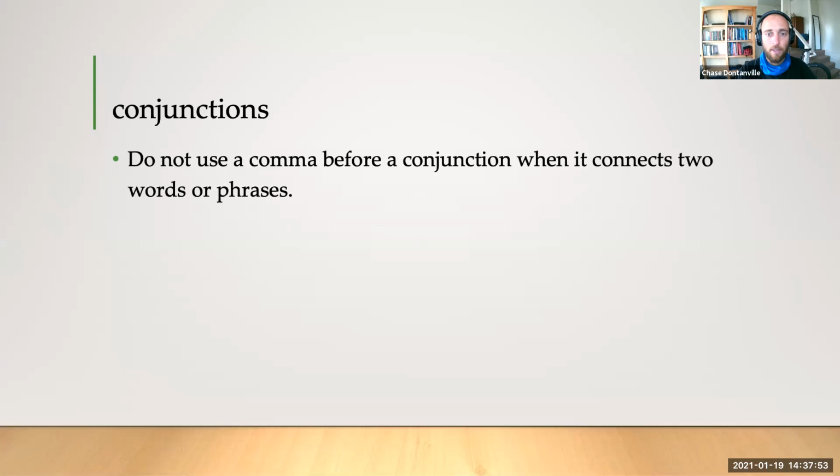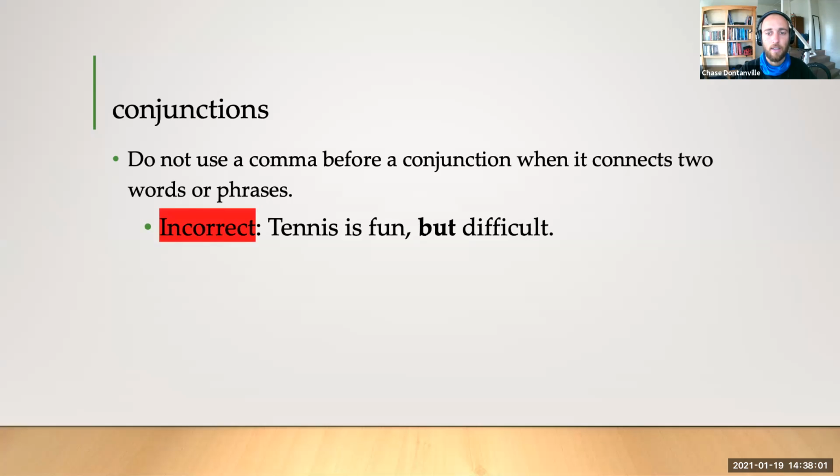Now, do not use a comma before a conjunction when it connects two words or phrases. So only clauses. So, tennis is fun, comma, but difficult. We don't need a comma. The comma is incorrect because we are not connecting clauses. Tennis is fun but difficult.